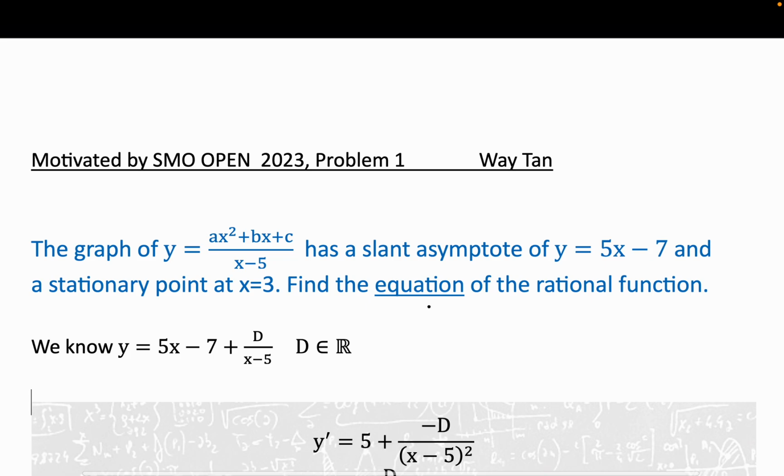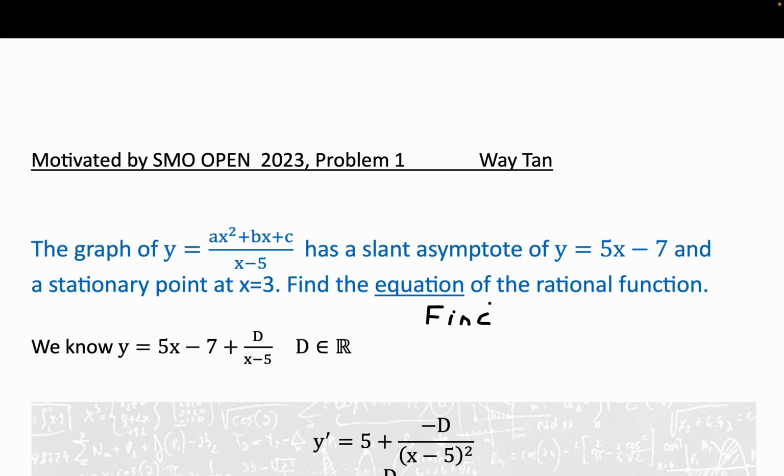I have a problem that was motivated by a recent SMO senior problem, and let's just recast what we're actually trying to do. We have a rational function where we're given a slant asymptote, sometimes called an oblique asymptote, and also we're given a stationary point. Now the stationary point just means that's the x-coordinate of where you have a horizontal tangent line.